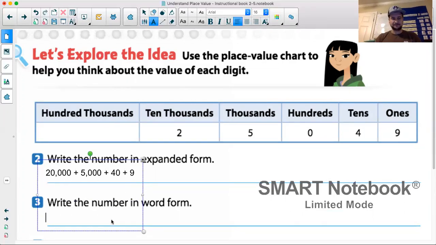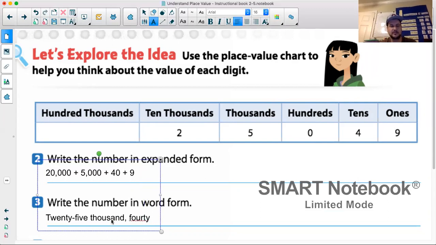Write the number in word form. So word form: 25,000, comma, 49. Notice I didn't say 20,005. 25,049.